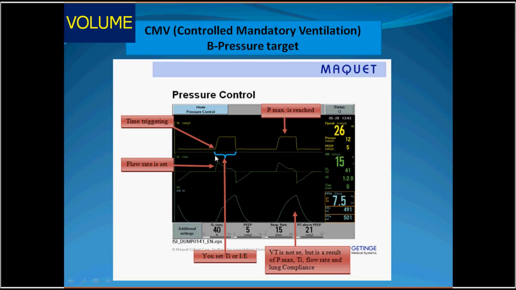So start with the lower pressure and then increase it to increase the tidal volume, and this is the way to adjust the partial pressure of carbon dioxide or the pH. We are going to talk about it later.